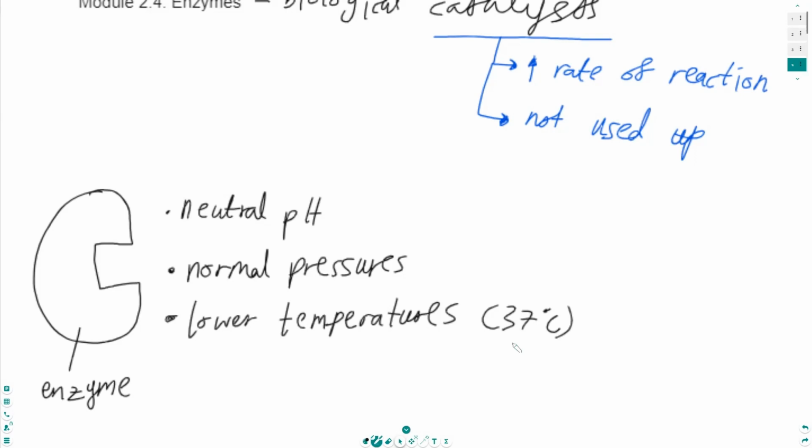So they're also very specific. You have a specific enzyme for a specific type of reaction. For example, if you're trying to digest lipids or triglycerides into fatty acids and glycerol, you will need a specific enzyme to digest those lipids, and that specific enzyme is lipase. Likewise, you need a specific enzyme to digest proteins, which is pepsin or trypsin, and you need a specific enzyme to digest carbohydrates, which is amylase. So enzymes are very specific.